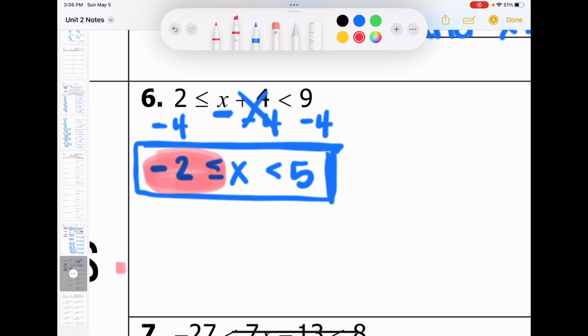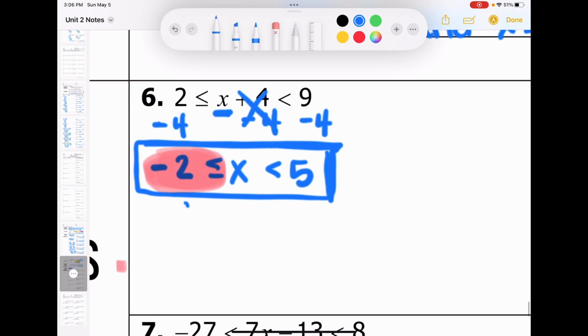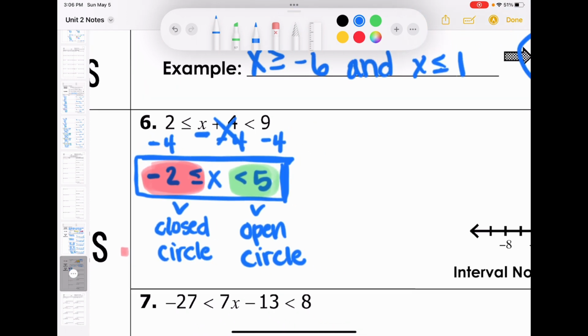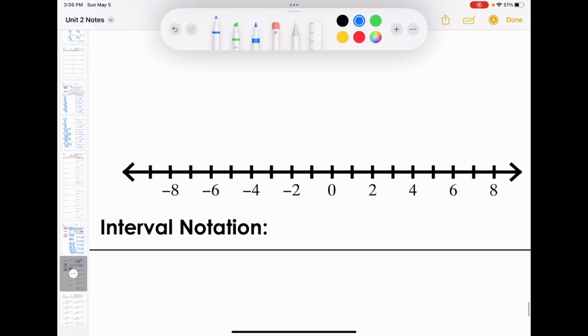Sitting next to -2 is a less than or equal to sign. So that tells us that that is going to be a closed circle. And then there's a less than sign sitting next to the 5. So that tells us that's going to be an open circle. And then we're just going to connect those two dots together once we get them graphed. So looking at our graph, -2 is going to have a closed circle, and 5 is going to have an open circle, and then we shade in between. And that's how you graph an and inequality.